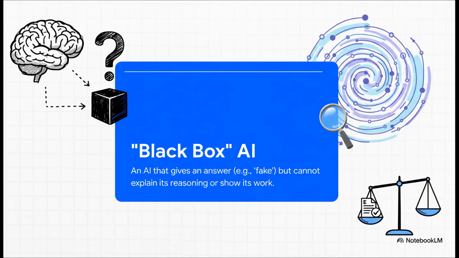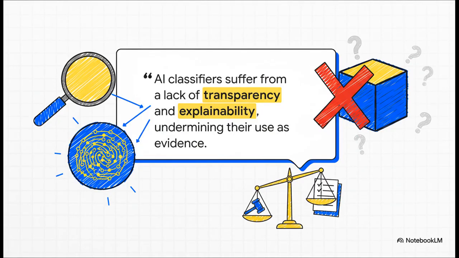So, what exactly is a black box AI? Well, imagine you have a machine, right? You feed an image into it, and it just spits out one of two words: real or fake. That's it. It can't tell you why it made that choice. It can't show you its work. And for a scientist or a judge or a jury, an answer without an explanation is basically just an opinion. It's not evidence. And this really gets to the heart of it. The author of the source material, Hamza Abdullah, puts it perfectly. These systems lack the three things the legal system absolutely demands: transparency, explainability, and reproducibility. You just can't cross-examine a black box.